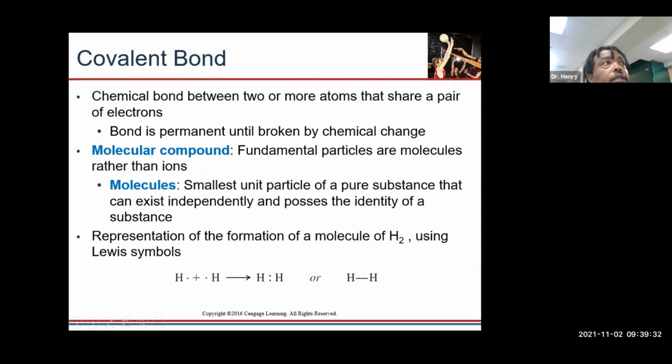Okay, so molecular compounds are basically compounds where we have covalent bonding. So they're molecules rather than ions. So in other words, one is not giving up the electron; they're actually sharing the electrons.